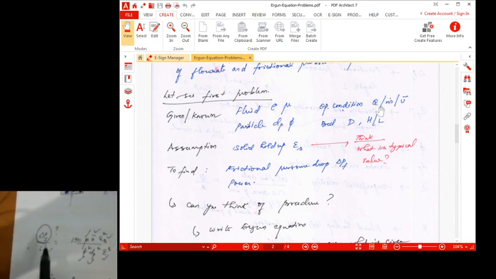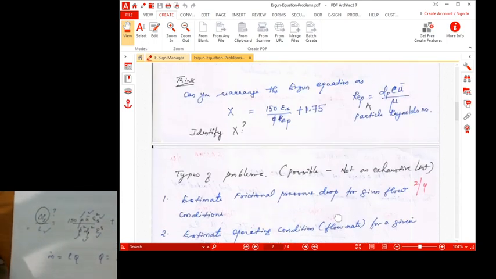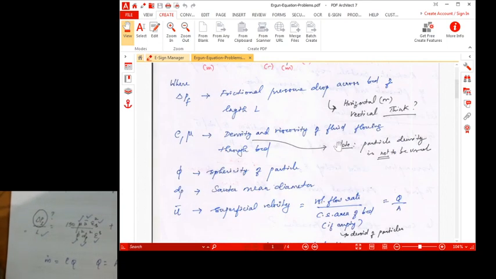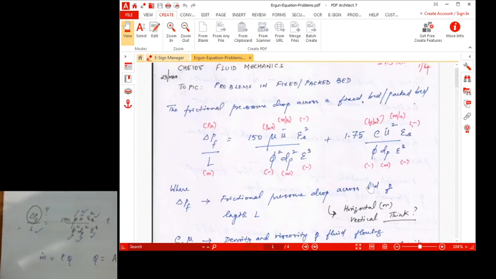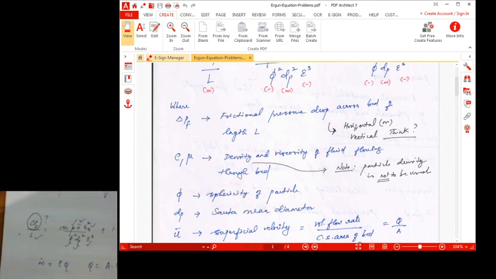The only unknown is the frictional pressure drop. So if you just substitute, you will get the frictional pressure drop. Just make sure when you substitute that all units are consistent. That is why I have given the typical SI units of all the terms here. So you have to make sure all the units are consistent. I hope this is okay.